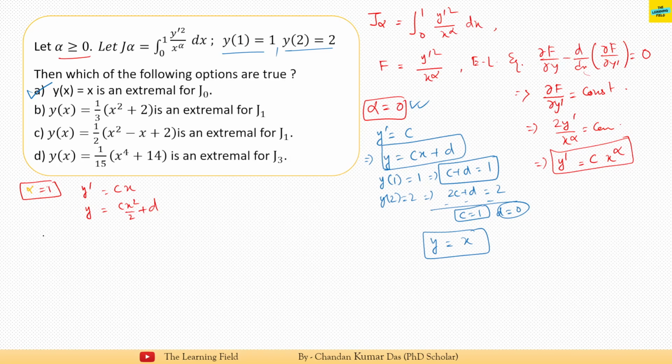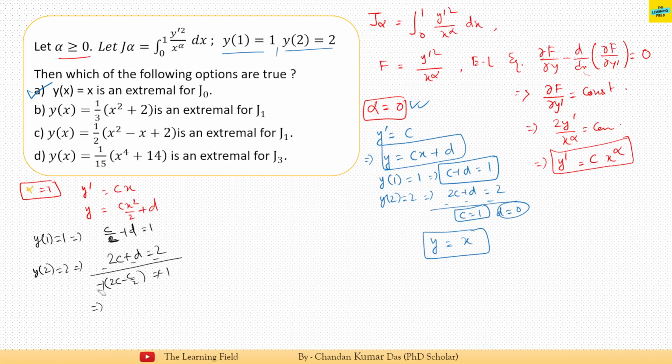So now if we apply y1 equal to 1, then what we get? c by 2 plus d is equal to 1. And y2 equal to 2 gives, if we put 2c plus d, this is equal to 2. Now if we subtract these two, then d got cancelled.